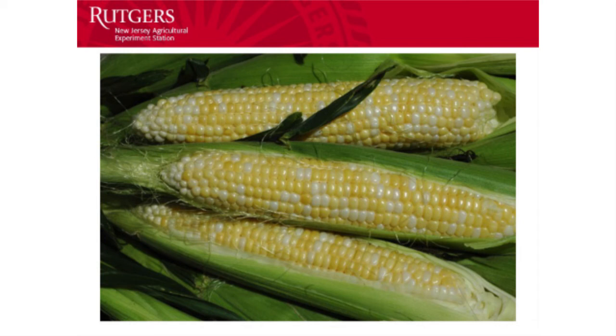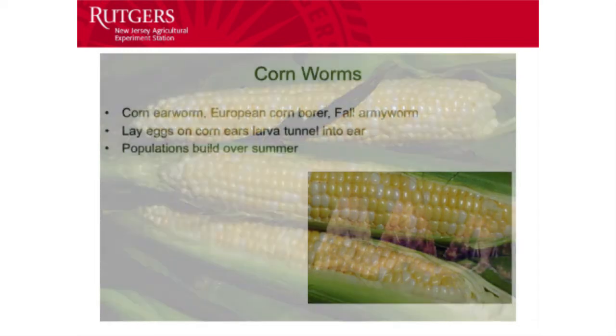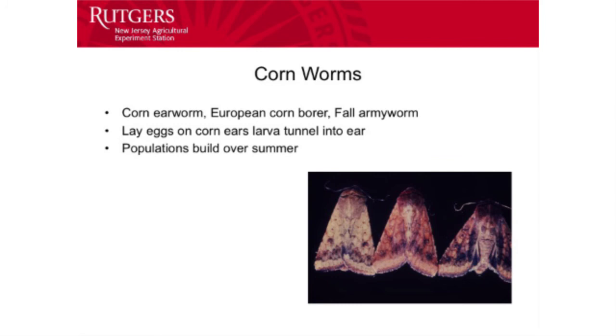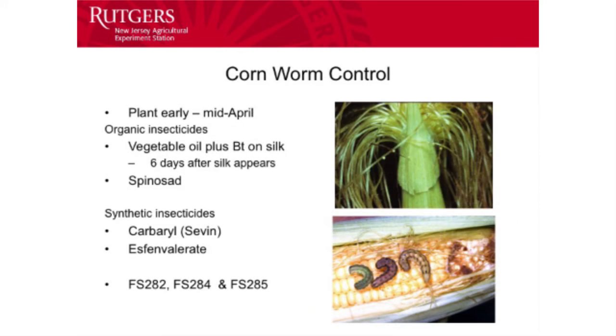Corn is a challenge to grow in the home garden. Height-wise, it shades out other things, requires a lot of nitrogen, and has three primary worm pests: moths that fly in, lay their eggs on the corn, the eggs hatch and the larvae burrow in, and then you've got wormy corn. The populations tend to build over the summer, move on storms, and so the earlier we can plant and get the corn in and out, the better.